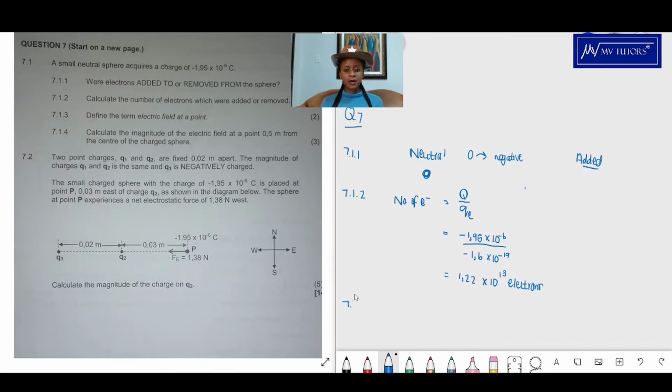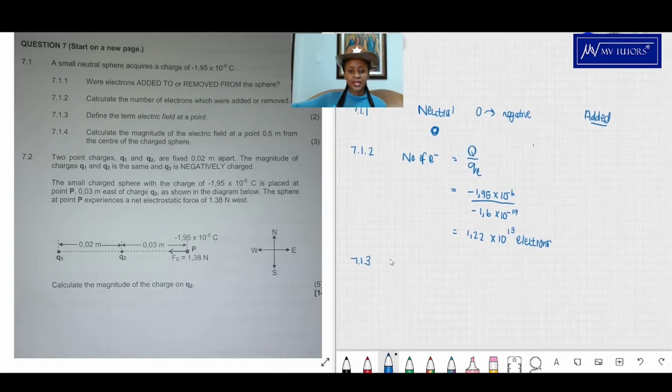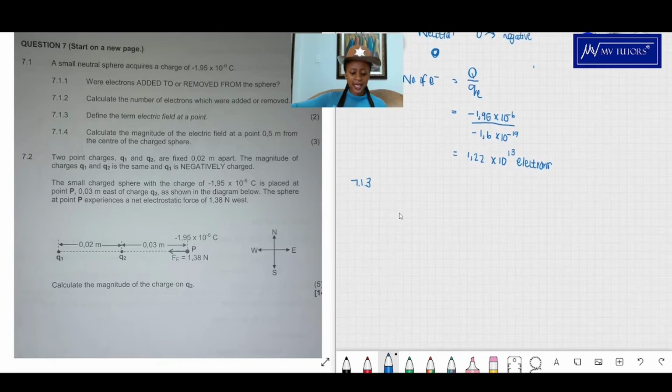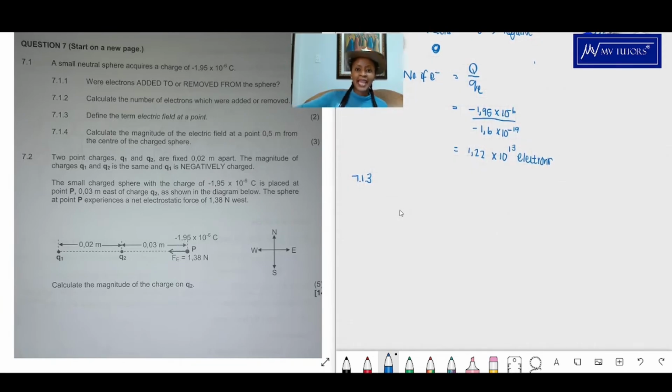Okay, and then 7,1,3, define the term electric field at a point. So this is where you guys need to know your theory. So electric field at a point. If you by any chance forget your definitions, go to your formula sheet and have a look at the formulas. So for electric field, the formula given there, so E, that would be the force per unit charge. So yeah, F over Q, or maybe let me use big Q.